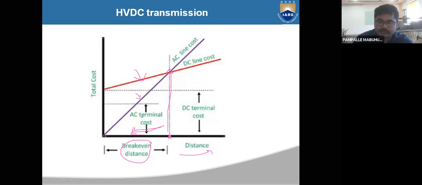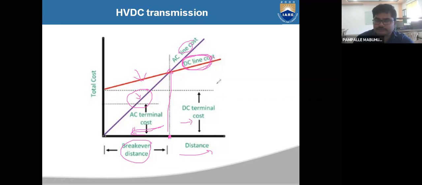So if your distance is below this break-even distance, in such a case you have to prefer AC transmission. Up to a particular distance, AC will be the most economical when compared to DC. But after this break-even distance, the DC line cost will be lesser than the AC line cost. So for very long distances, if you want to transmit the power, in such a case you have to use DC lines.